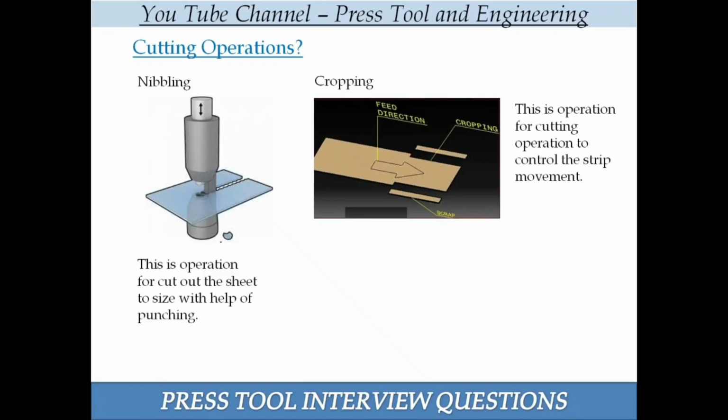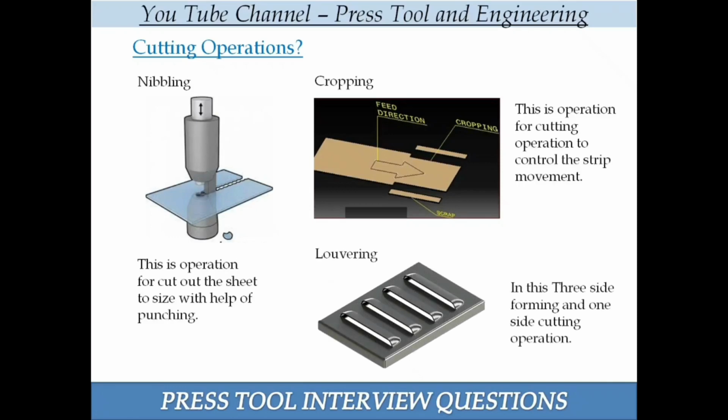Nibbling. This operation cuts out the sheet to size with the help of punching. Cropping. This is a cutting operation to control the strip movement. This is the cropping. When we feed the sheet, it helps to control the movement of the strip.